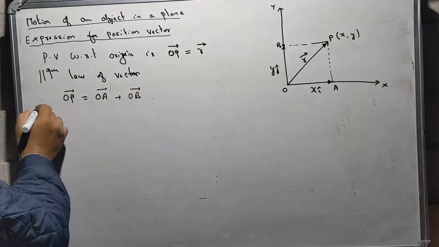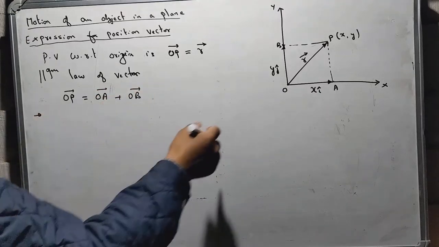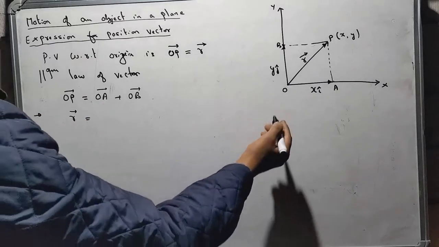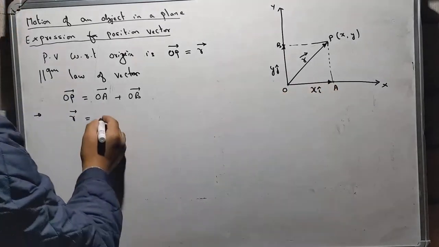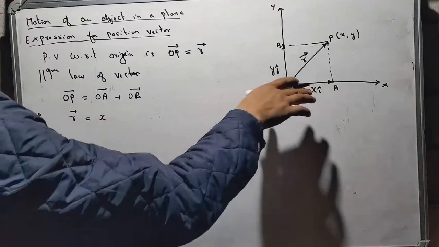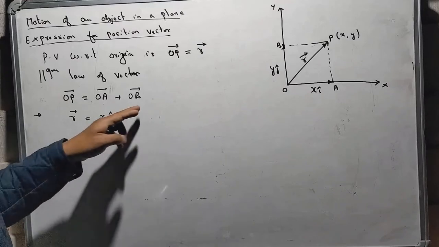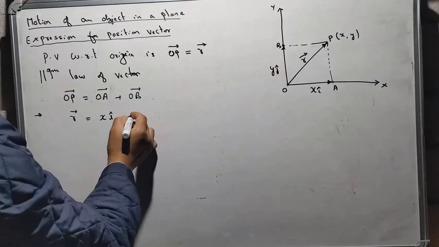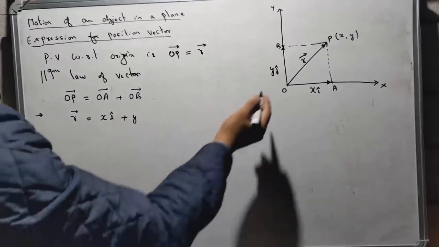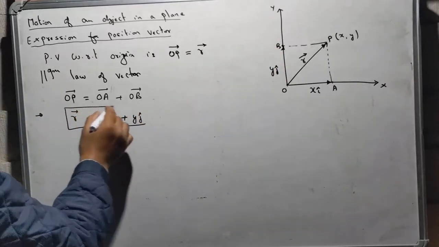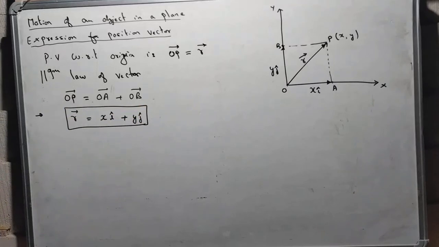But this OP arrow here is equal to R arrow, and how much is OA arrow? This OA arrow has magnitude x and the direction is i cap. OB arrow has magnitude y and the direction is j cap. So this is the expression for the position vector of a particle moving in the xy plane.